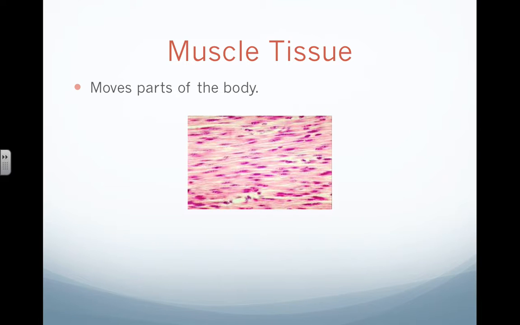So muscle tissues actually move the parts of the body. Just like the muscle cells, we said it helps to move the parts of the body. Well, these muscle cells form into muscle tissue. Okay, and you take a look at the picture there, you can actually see kind of what a muscle tissue would look like.